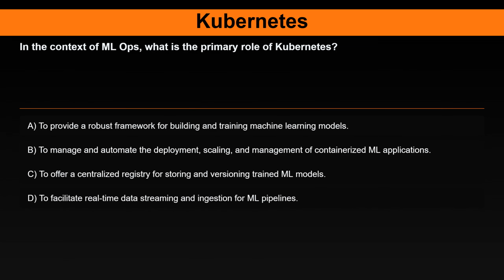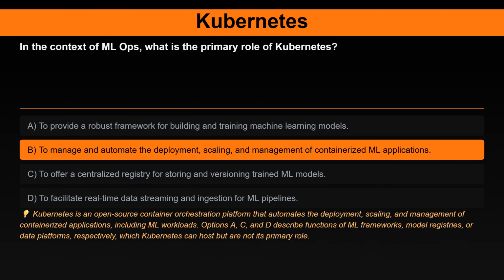Question 7. In the context of MLOps, what is the primary role of Kubernetes? Option A. To provide a robust framework for building and training machine learning models. Option B. To manage and automate the deployment, scaling, and management of containerized ML applications. Option C. To offer a centralized registry for storing and versioning trained ML models. Option D. To facilitate real-time data streaming and ingestion for ML pipelines.